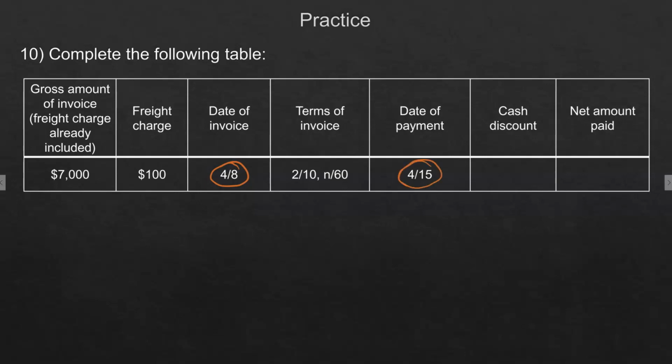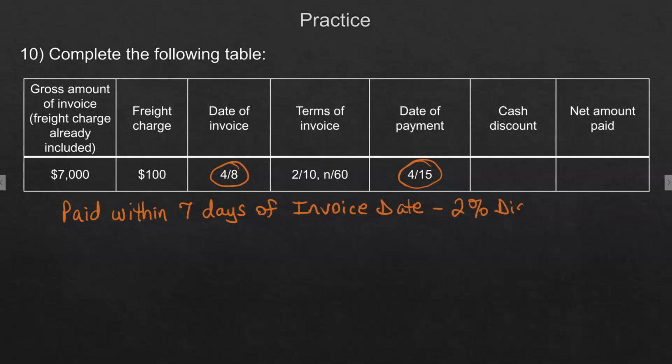And they pay on the 15th. So notice that they're paying within 7 days, right? And I'm going to write that out. Paid within 7 days of the invoice date, so they get a discount, 2% discount. Okay, so we're going to take the $7,000 and subtract 100. So we get $6,900. We get to take a 2% discount, and I'm actually going to just do this by 2% this time because it's asking us for the cash discount amount, and that is $138.